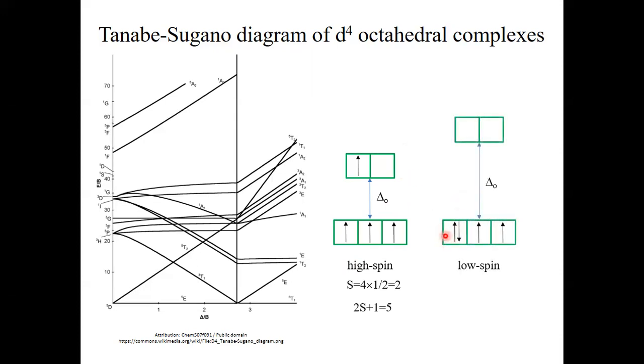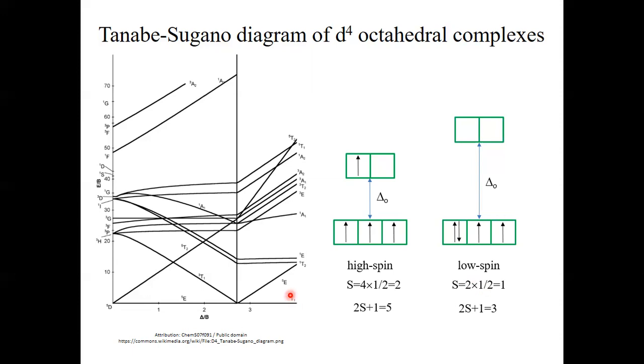So now, as we increase delta O, we can switch from a high spin complex to a low spin complex. So that means that this electron here is spin paired and moves down into this t2g orbital. So now we have only 2 electrons left that are unpaired. And then 2 times a half is equal to 1. And 2S plus 1 then gives 3. And that explains why our ground term is a triplet term.